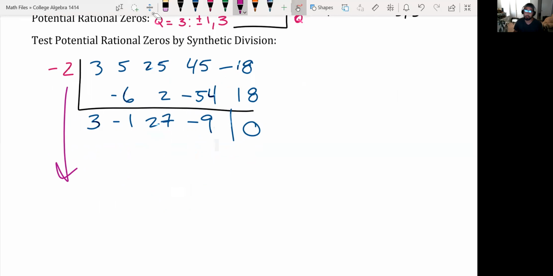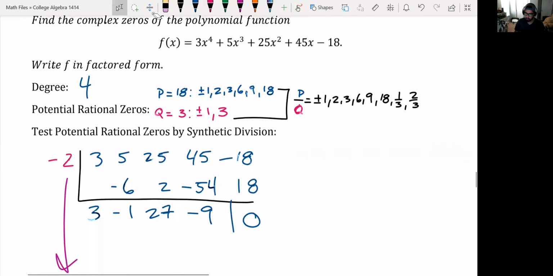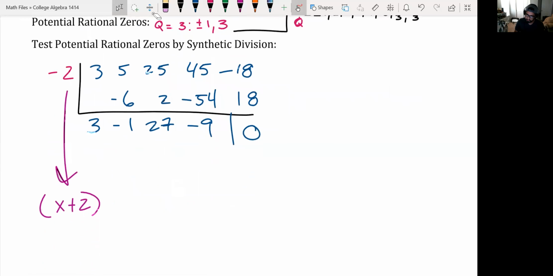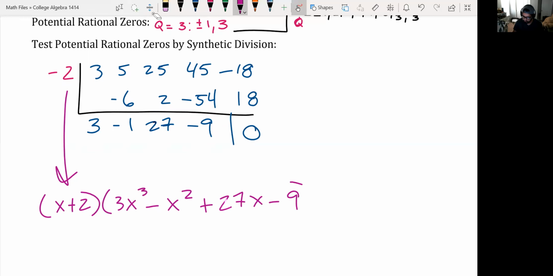So rewrite in depressed form. X plus 2, and the highest power was to the 4th, so we broke it down. So we're going to get 3x cubed minus x squared plus 27x minus 9. Okay. And then we can throw this polynomial back into synthetic division, or we can try to factor it. So before we do synthetic division again, let's see if it factors by grouping. If it doesn't, more synthetic division.